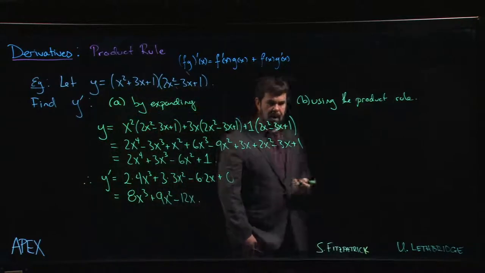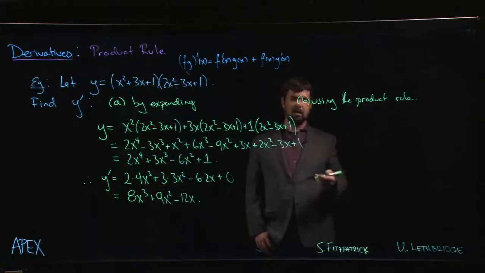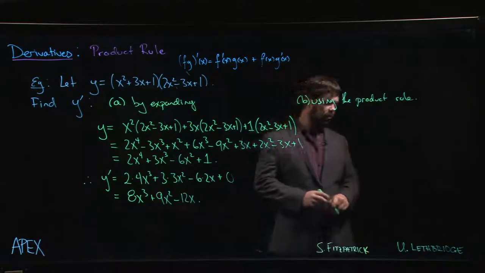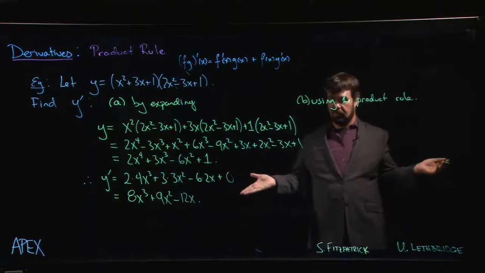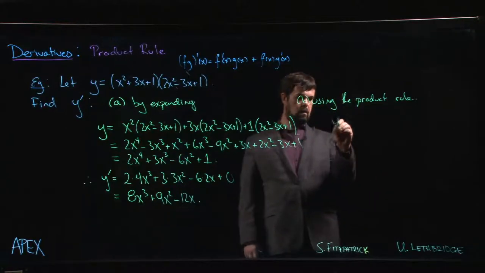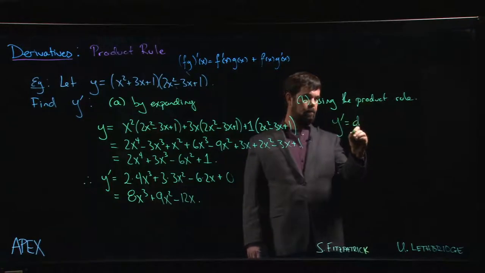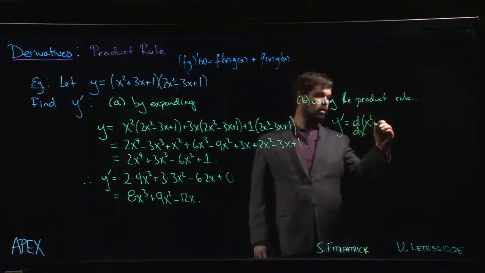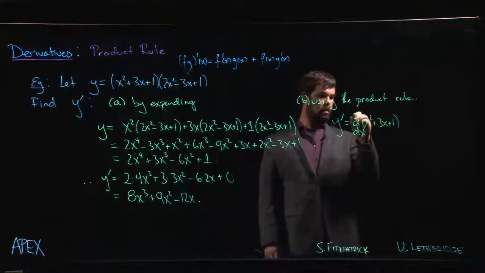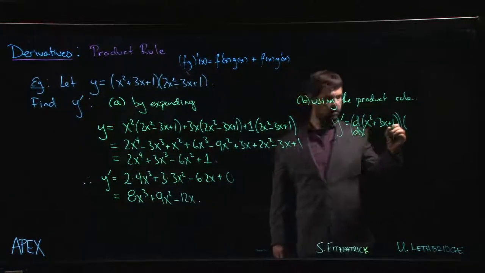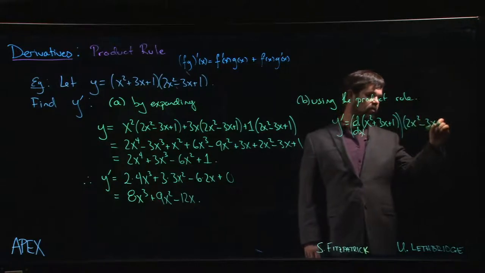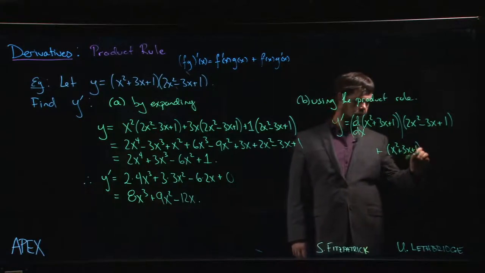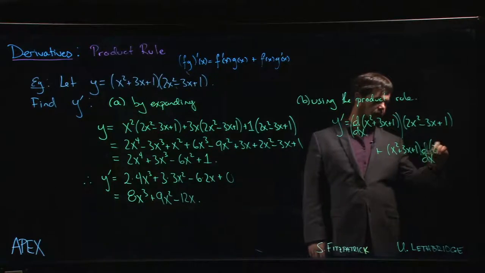Okay, so not so bad, but definitely more work than the last time where we expanded algebraically. Now let's look at what happens if we use the product rule. So of course here we don't have to do any preliminary work because we've already got our product. We can go straight to the derivative. So y prime is going to be the derivative of that first quadratic, x squared plus 3x plus 1, times the second, 2x squared minus 3x plus 1. And then the first times the derivative of the second.